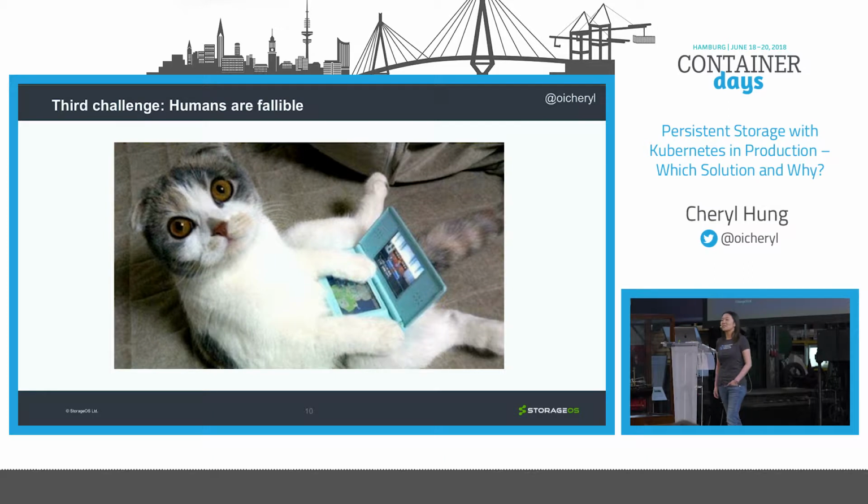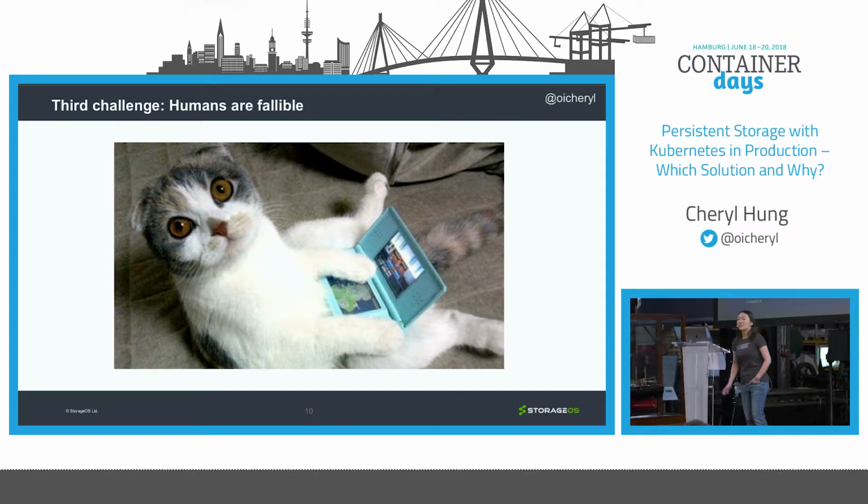Third challenge is humans are fallible. So you should avoid having humans run through playbooks, because it's just a recipe for eventual disaster. 22% of data center outages are caused just by human error. So you need to have everything automated as much as possible. When nodes go down, you want the storage to just fail over seamlessly. You don't need to be worrying about that.